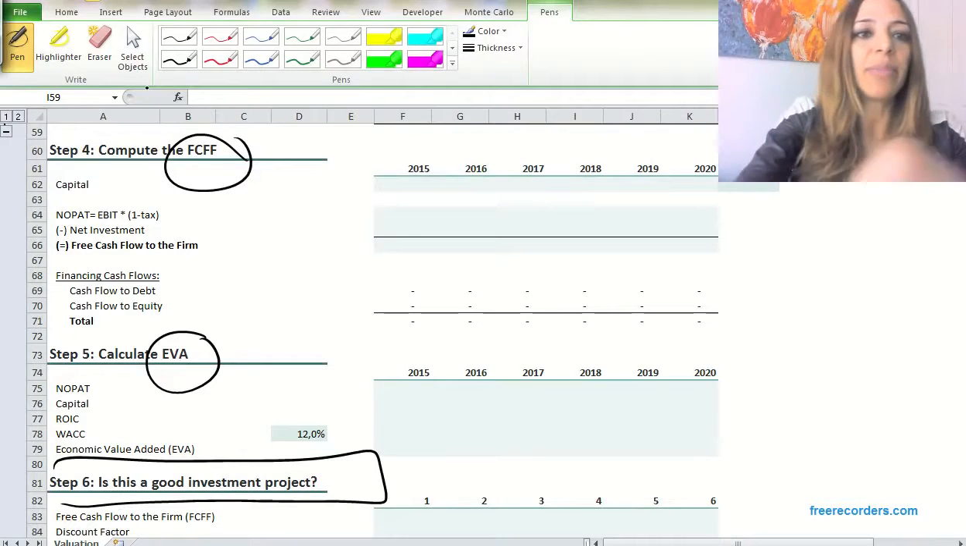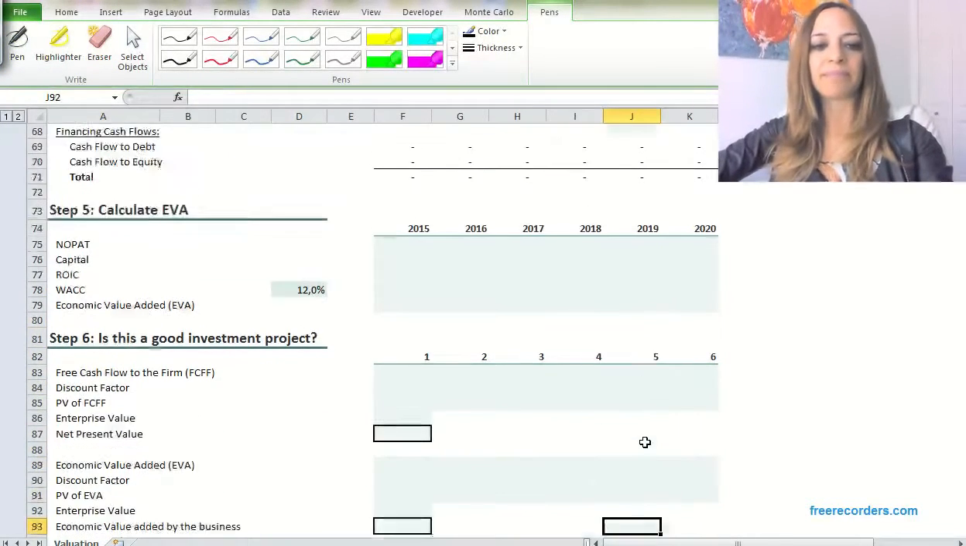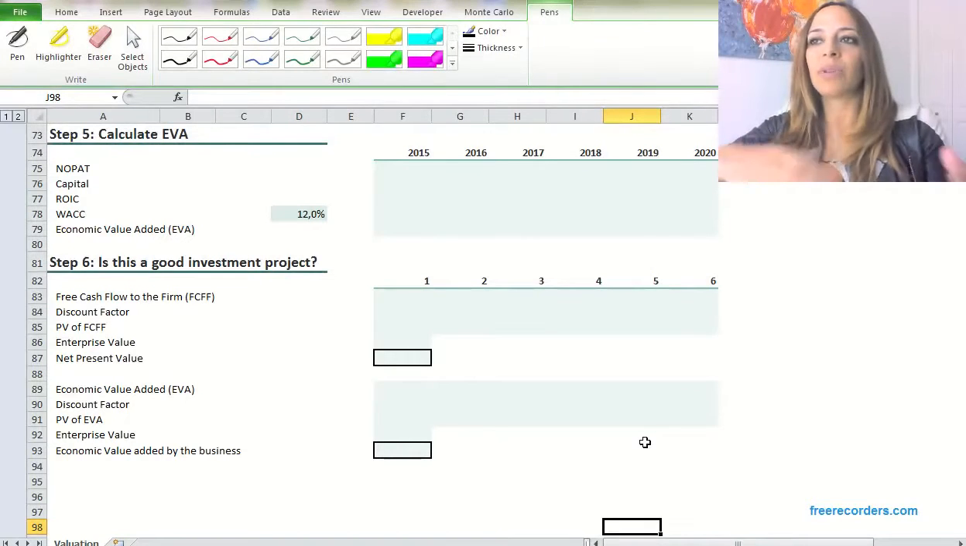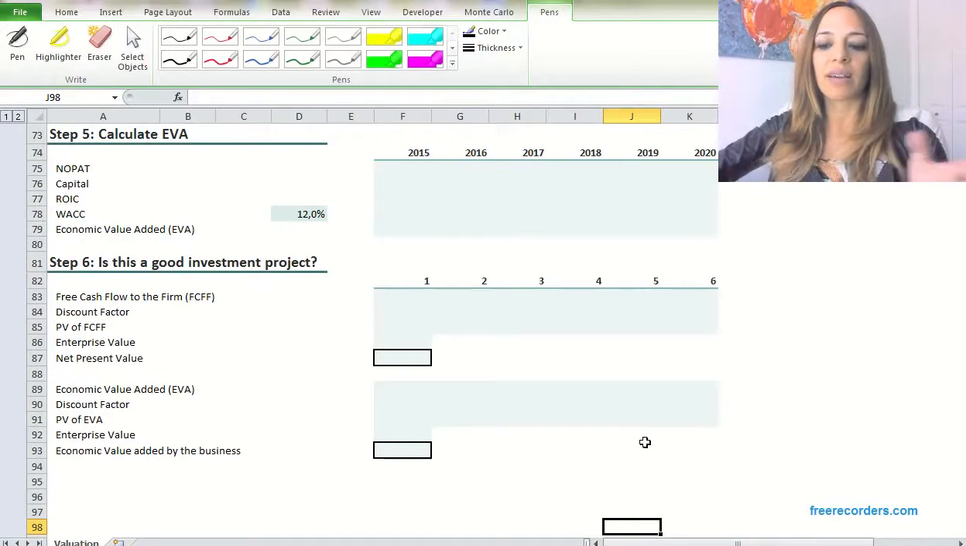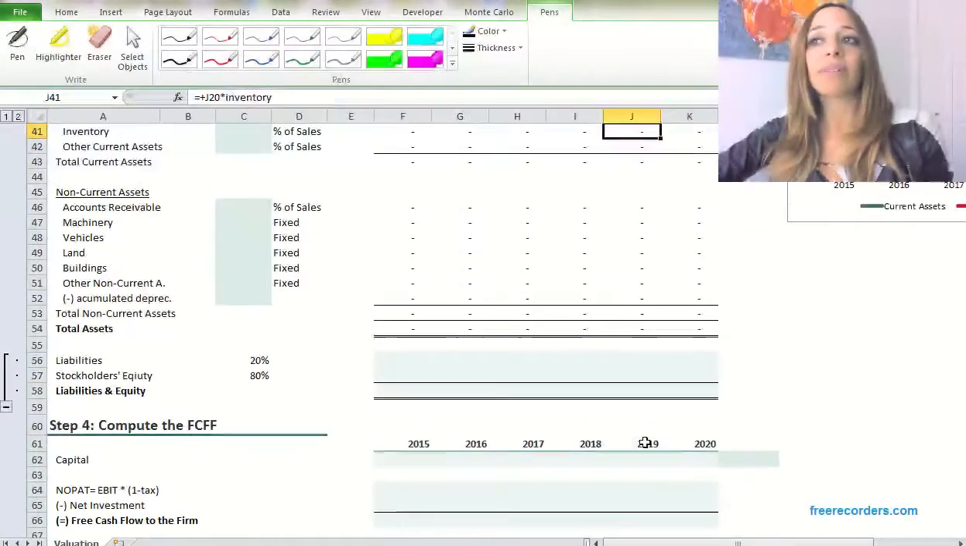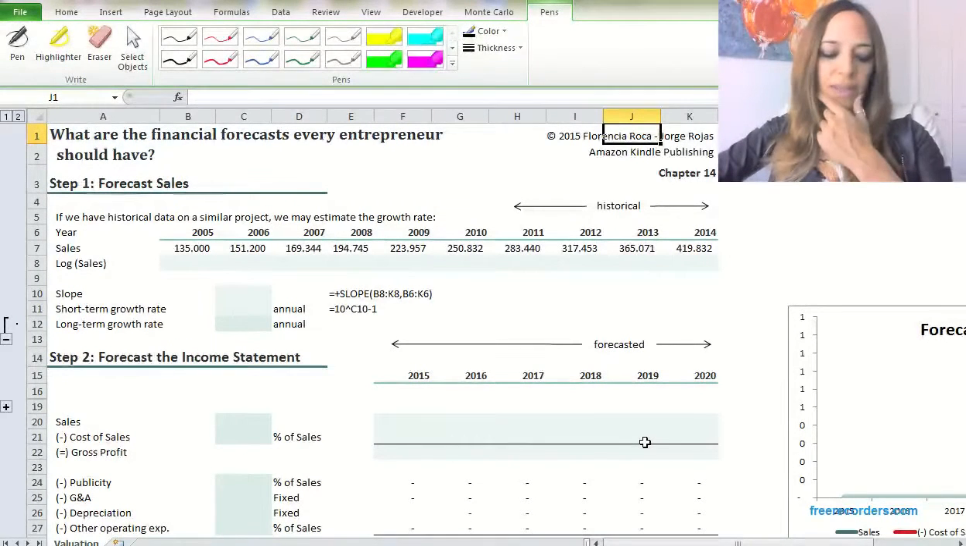So this is a template that you can download with the book, and you will read with more detail about this example in the book. But here I will work step by step, covering all the at least minimum financial forecasts that we need. So let's start with the sales forecast.